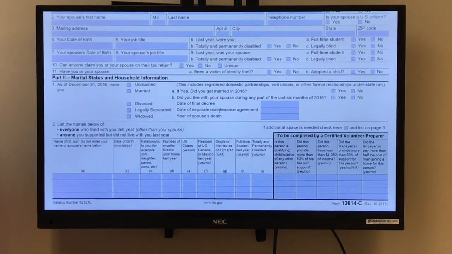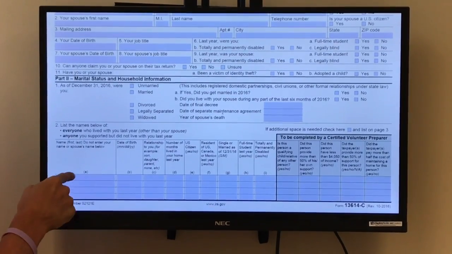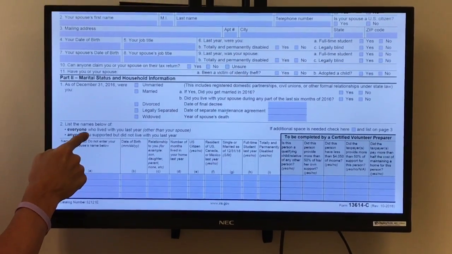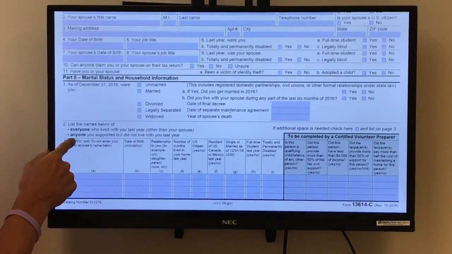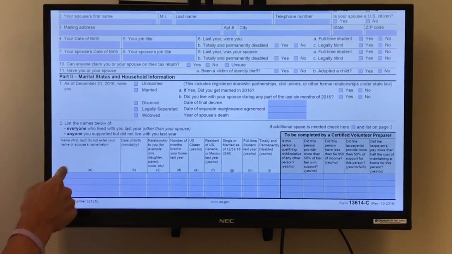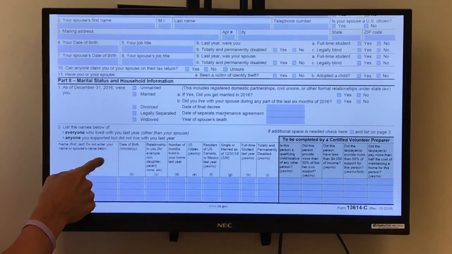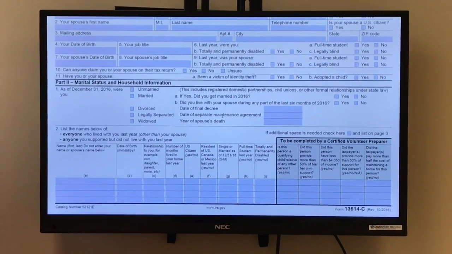Moving on to number 2 right here. This is where they're going to put information on what they perceive to be dependents of theirs. And down below, they're going to list everyone who lived with them last year and anyone who they supported and did not live with them last year. And here they're going to input all the basic information regarding these dependents, such as their date of birth, relationship status, and so on and so forth.